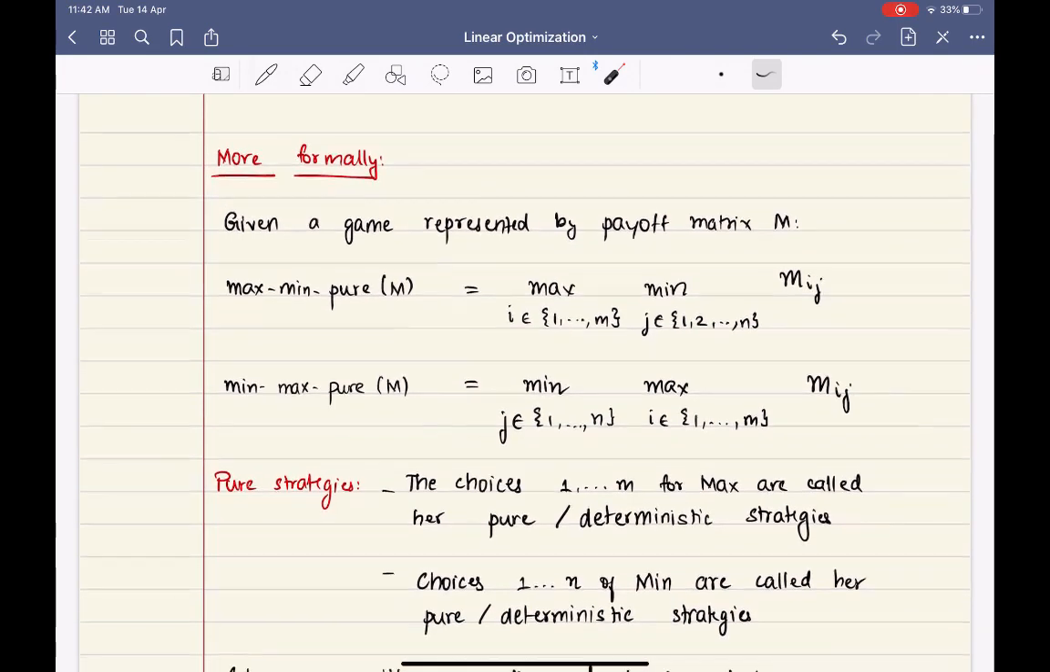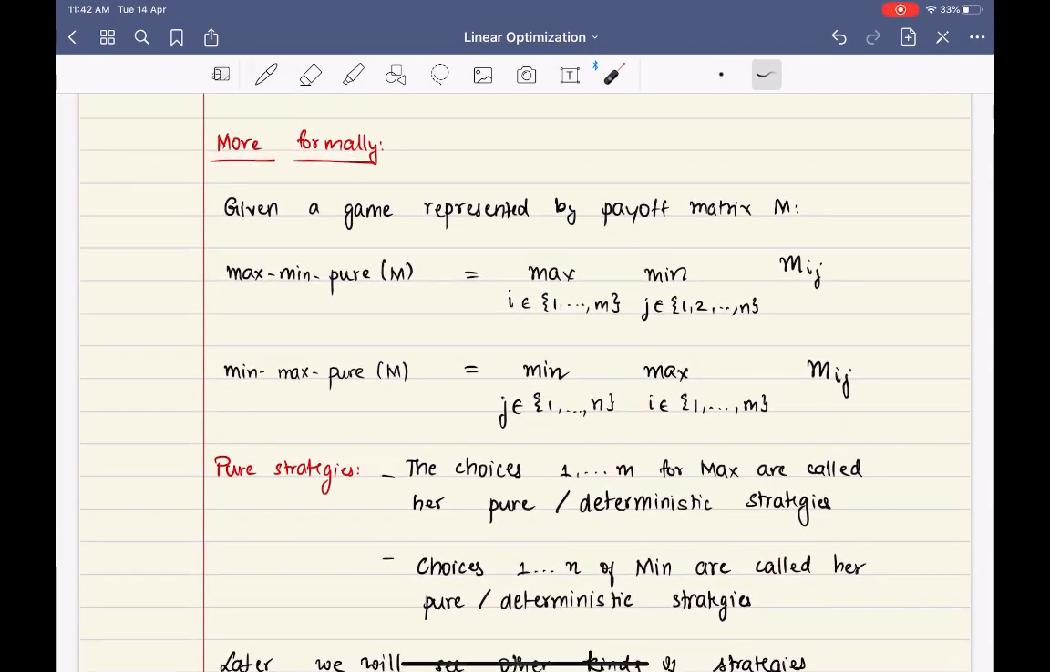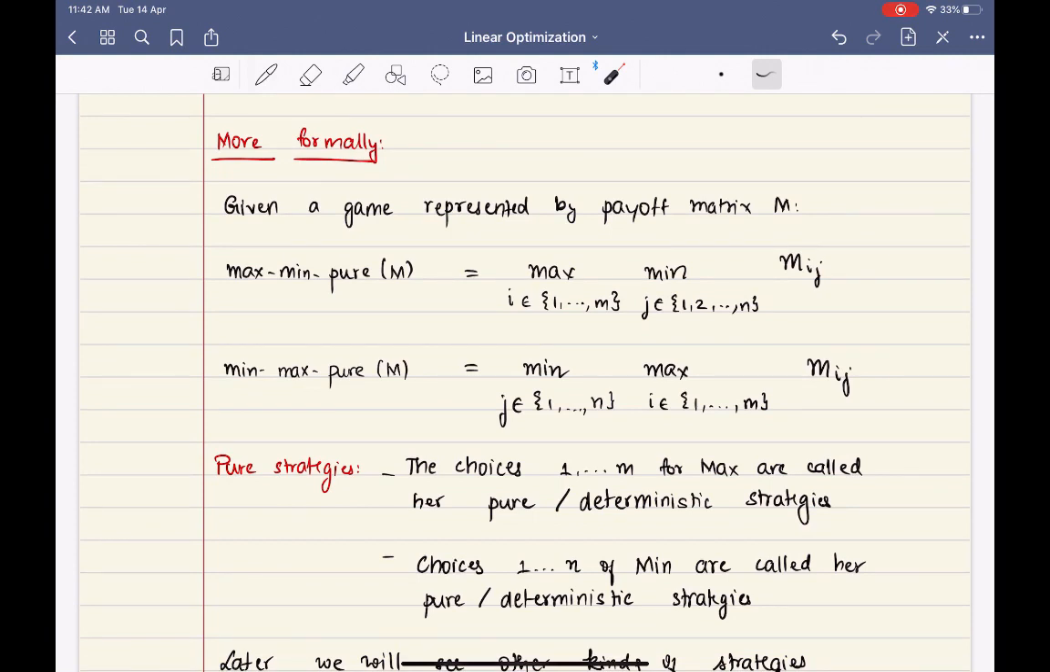So more formally, here it is. So suppose we are given a game represented by the payoff matrix M. Okay, so let's first give a terminology for the strategies. So for some reason we will call them pure strategies, the choices that Max makes. Max chooses something from 1 till M, they will be called pure or deterministic strategies. And the choices 1 to N of Min will be called pure or deterministic strategies. So because later we will see strategies which are randomized. But for the moment, it's a strict choice, either some i and j.